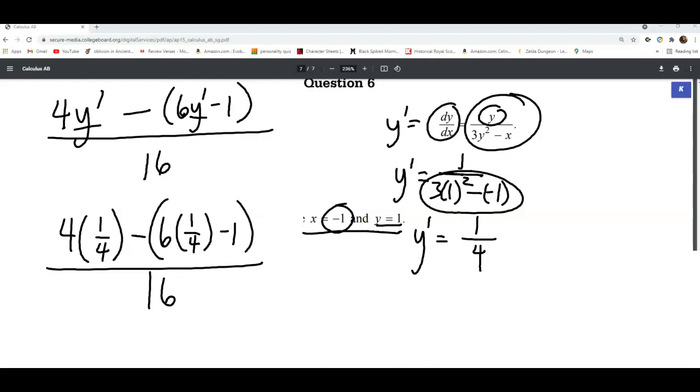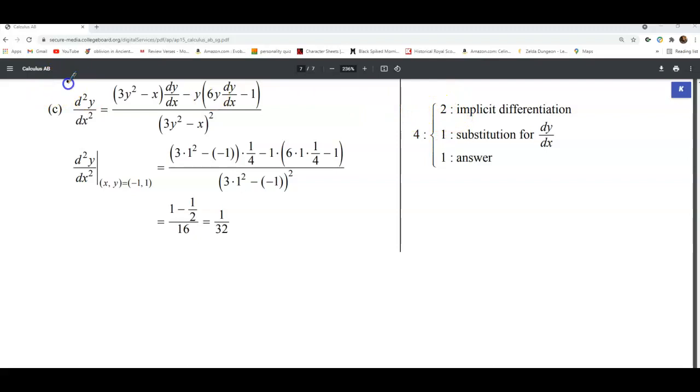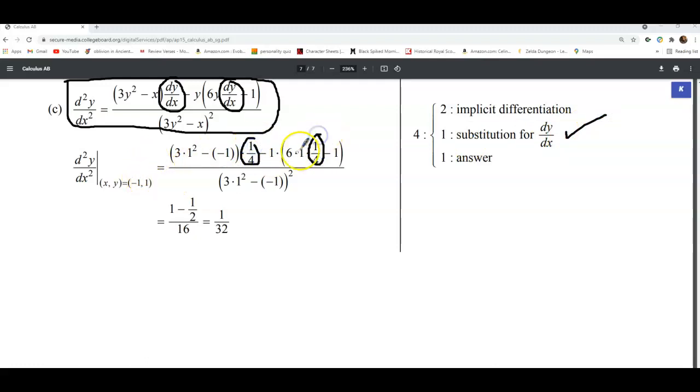All right? Let's take a look at how they would have graded this. It looks like they would have given 2 points for doing the quotient rule. Maybe they would give half credit if you got it somewhat right, but just a little bit wrong. I'm not sure. But they would have given 2 points for doing your quotient rule. And notice that they're using dy over dx instead of y prime. I used y prime, but it's the same symbol, so it doesn't matter. After that, substitution for dy dx. So in other words, did you figure out that you need to plug in 1/4? You know how I went back and found out what y prime was? Did you do that? That's worth a point.